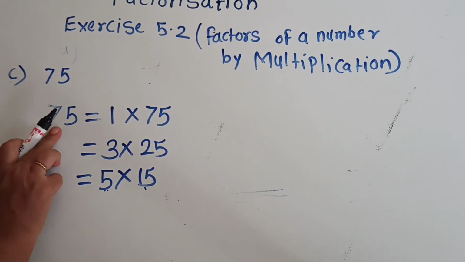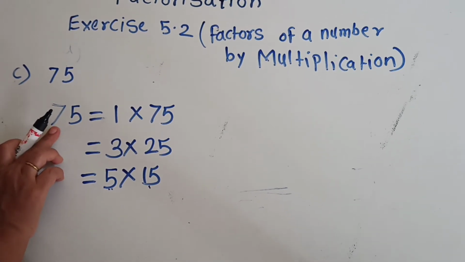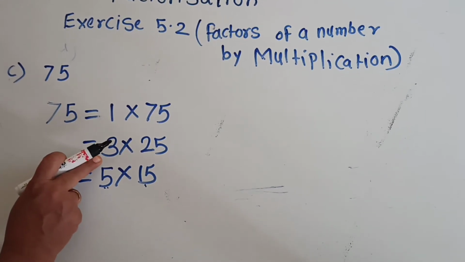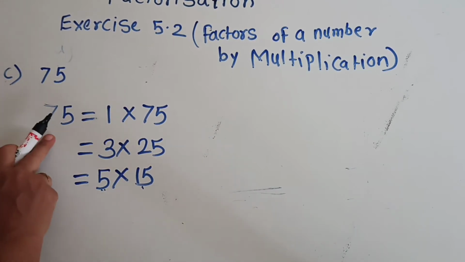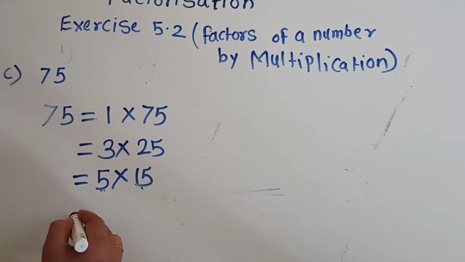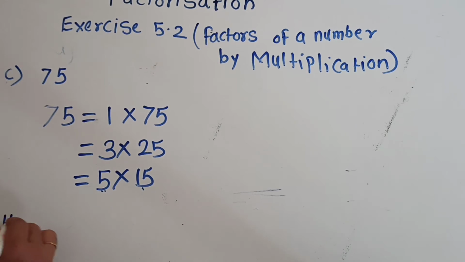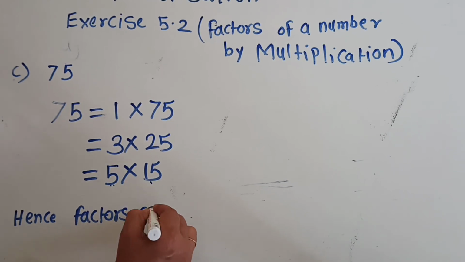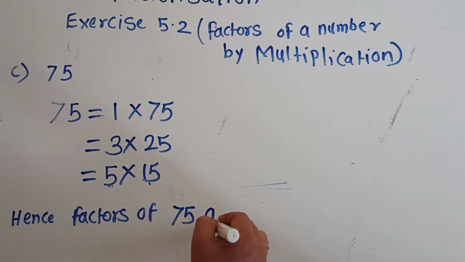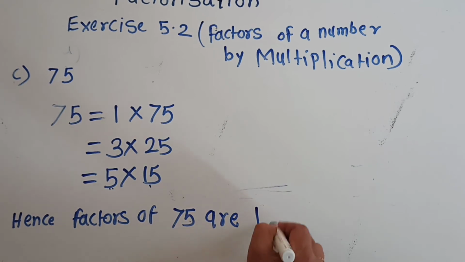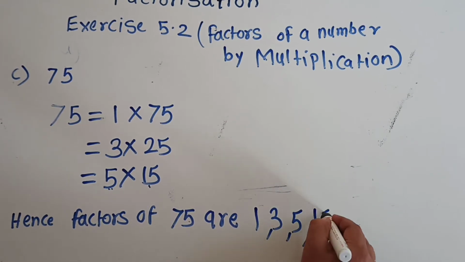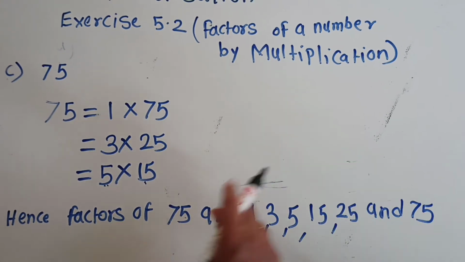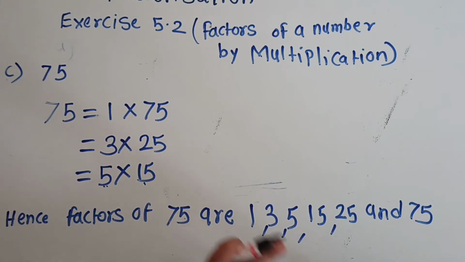Children, when you find the factors, you have to search whether this number is in that table or it is divisible by this number. Okay, so hence factors of 75 are 1, 3, 5, 15, 25 and 75. Okay, 1 and the number itself are common.